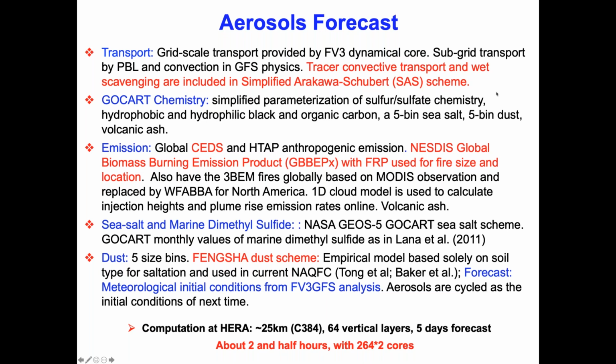And the GOCART chemistry includes the aerosol species of sulfate, hydrophobic and hydrophilic black carbon and organic carbon, and also 5-bin sea salt and 5-bin dust. It can also include volcanic ash for emissions. About the anthropogenic and fire emissions, we have 2 options. Currently in the operational GEFS aerosol, we are using the global emission based on the 2014 version, and the fire emission uses the NESDIS GBBEPx emission with the FRP and plume rise module.